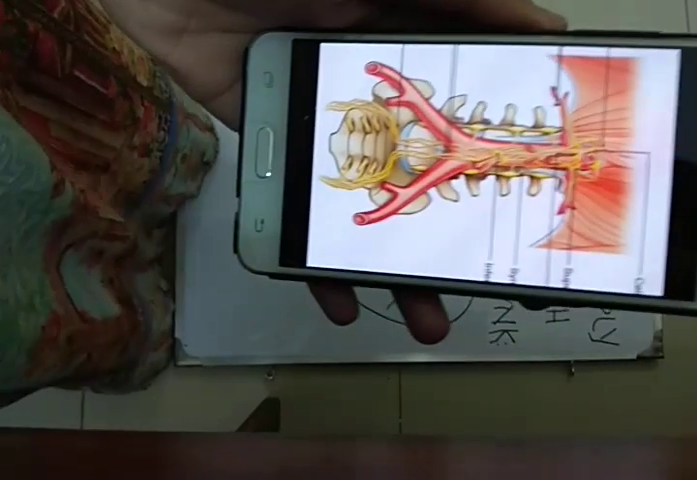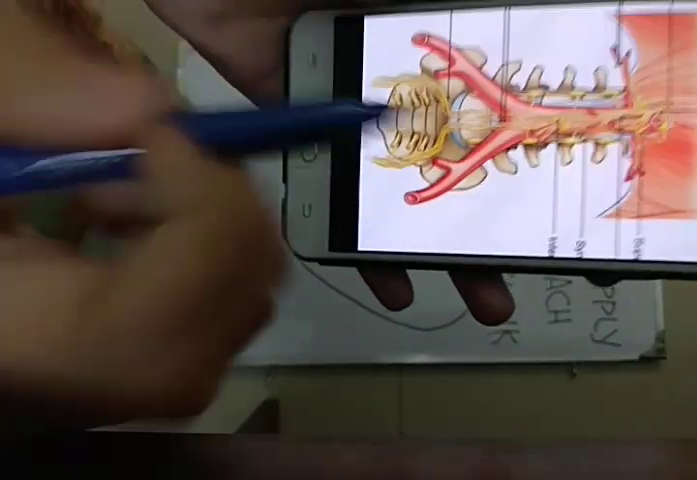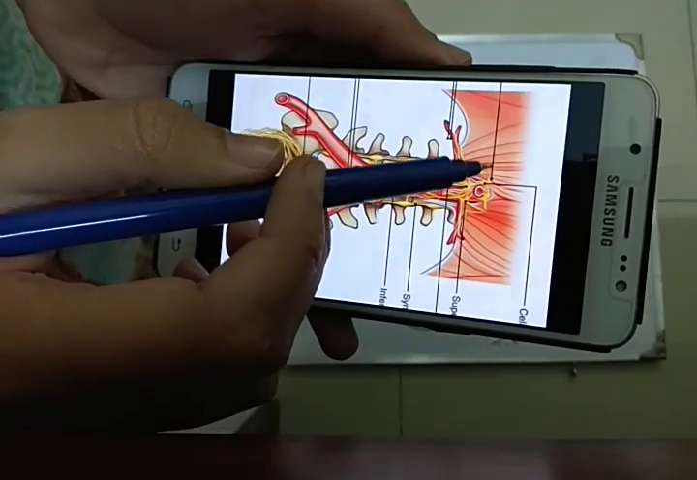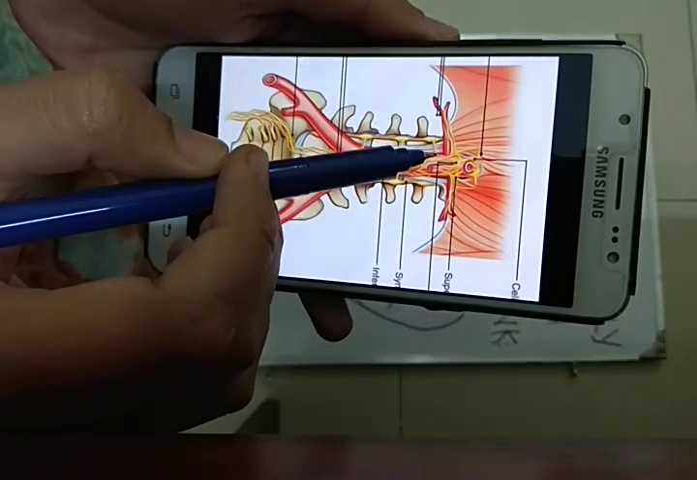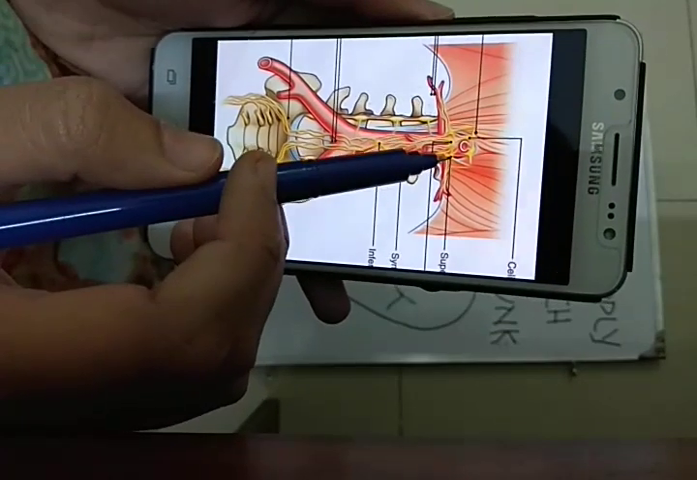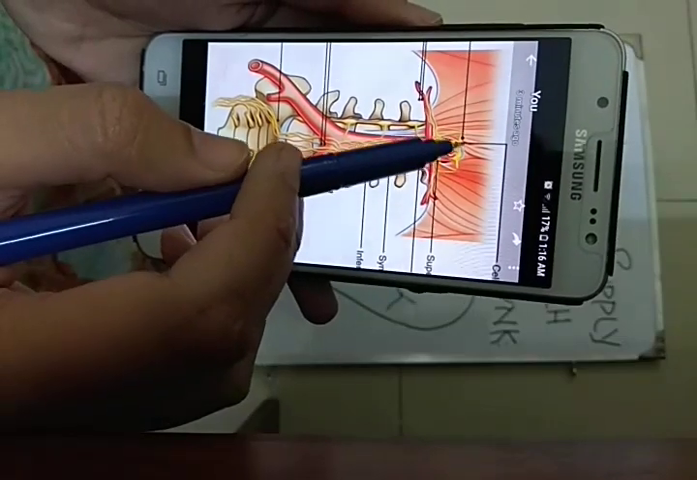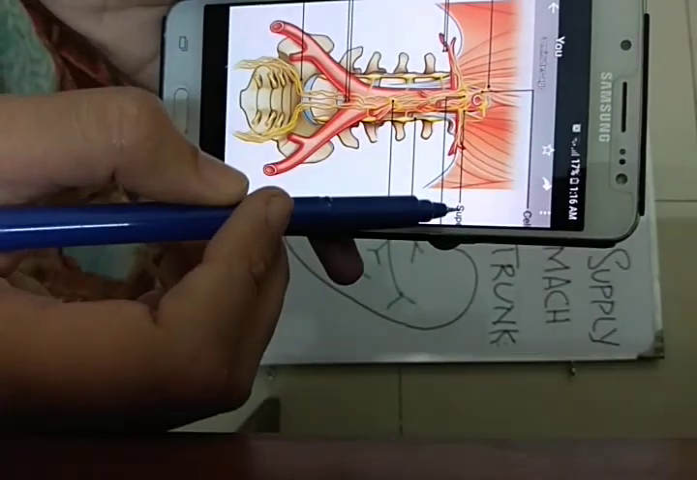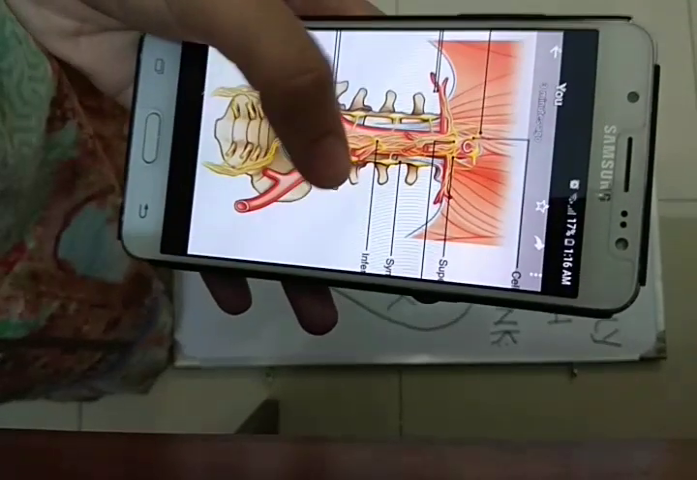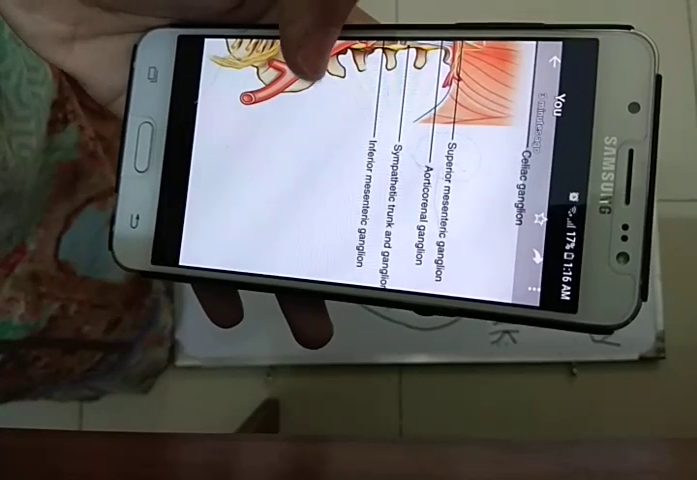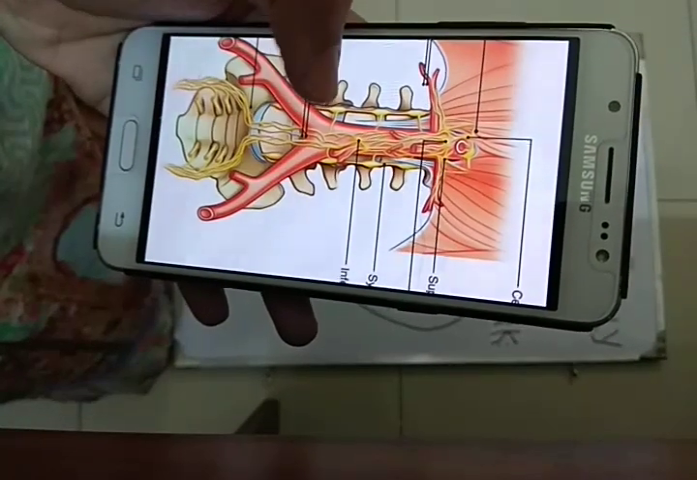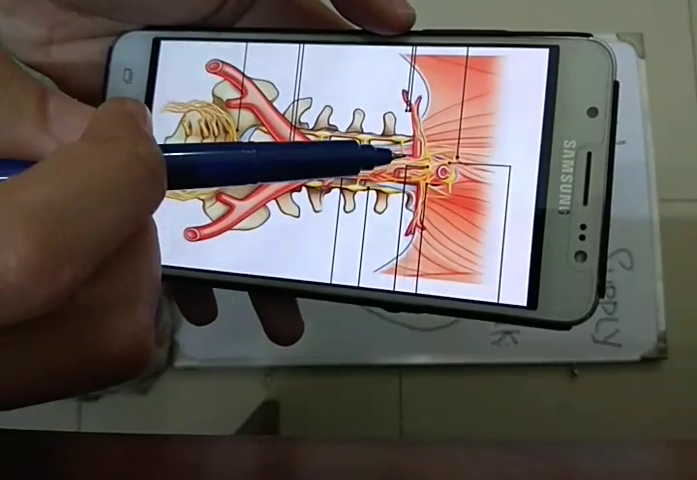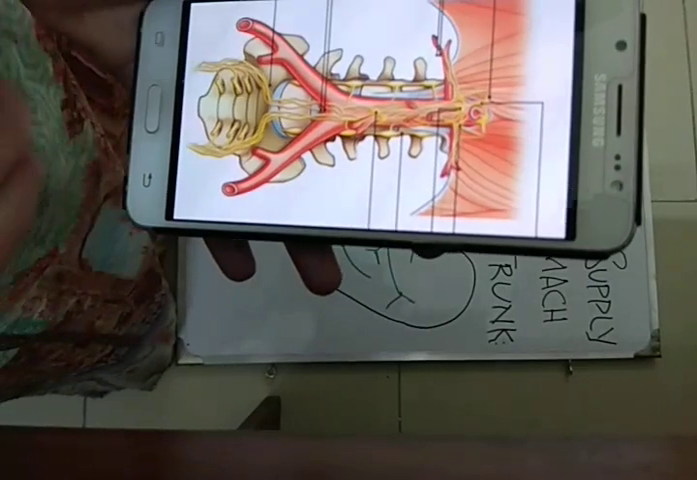From there to here, this is all the celiac plexus. This is the celiac plexus, and this is the superior mesenteric plexus. The superior mesenteric ganglion is part of the superior mesenteric plexus. So this is the celiac plexus and this is the superior mesenteric plexus.